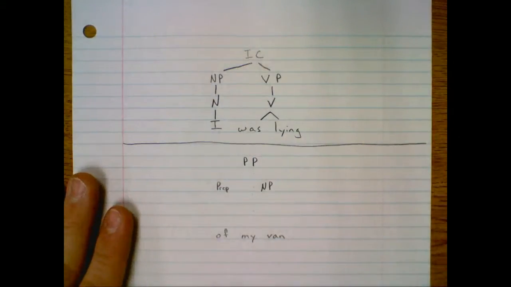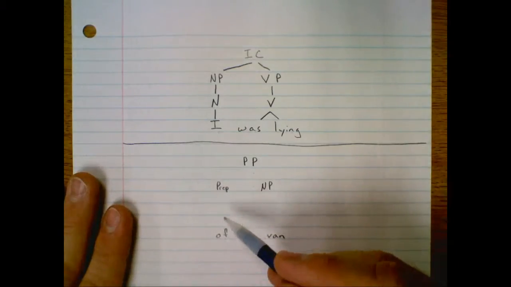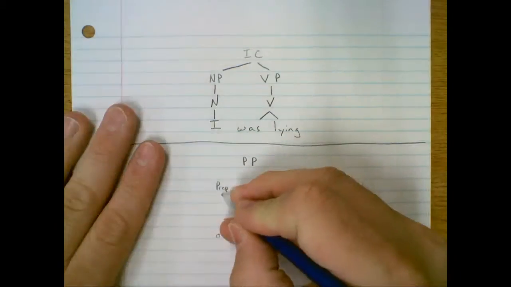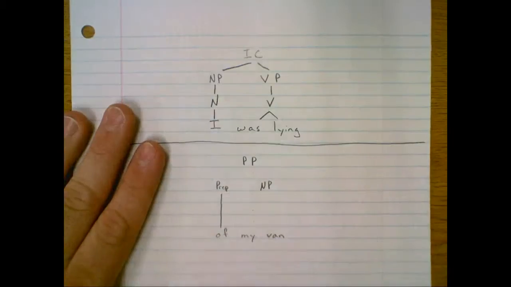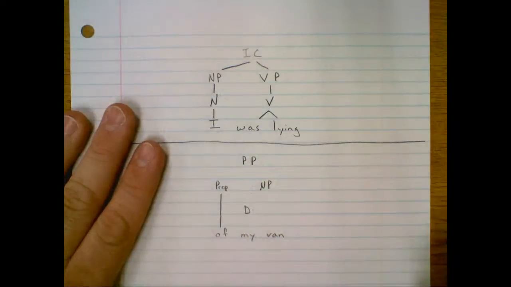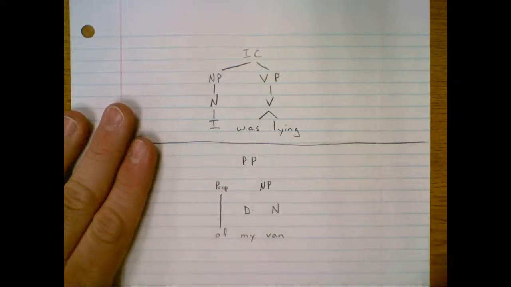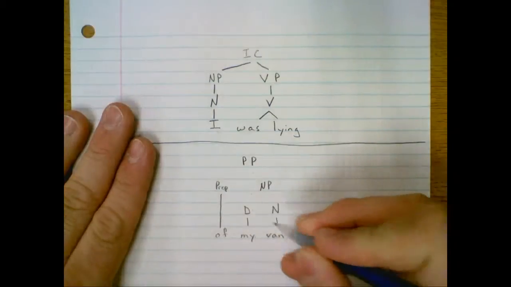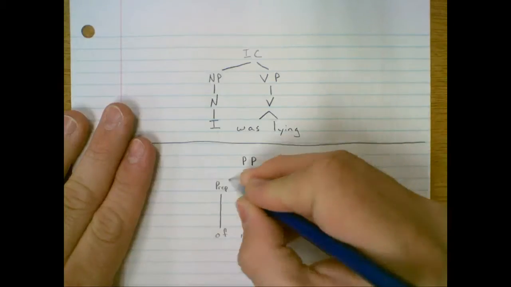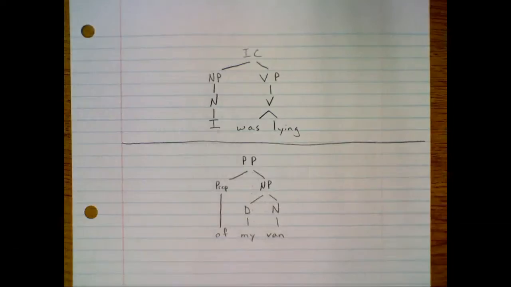Now, the preposition's already been identified. There's nothing further to identify. Of is just our preposition. So we can just draw a line from preposition to of, and we're already done there. Our noun phrase, though, is made up of two different parts of speech here. My, which is a determiner. It's kind of funny looking D, but whatever. And van, which is a noun. Excellent. And then we just draw in the lines, the branches, whatever you want to call them. There is another beautiful parsing tree.